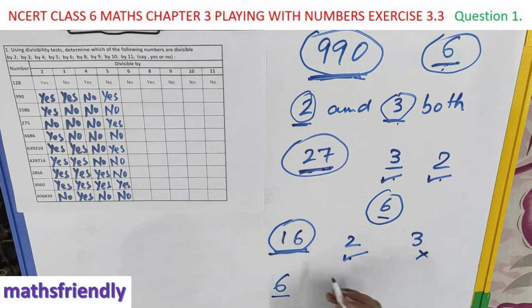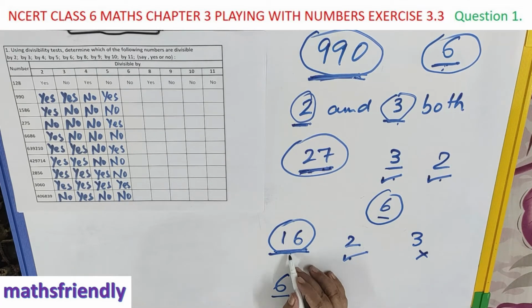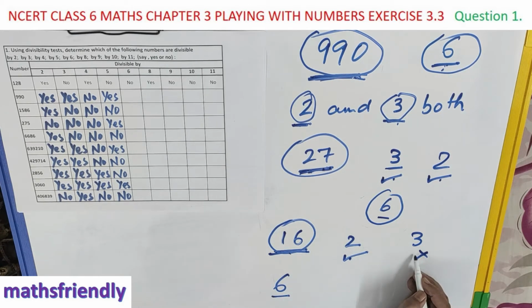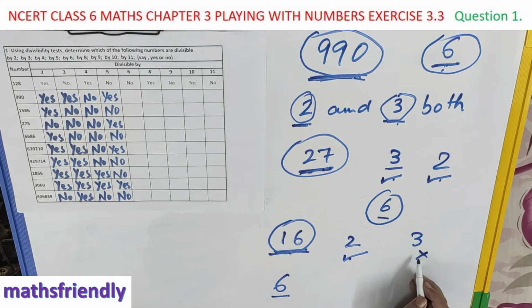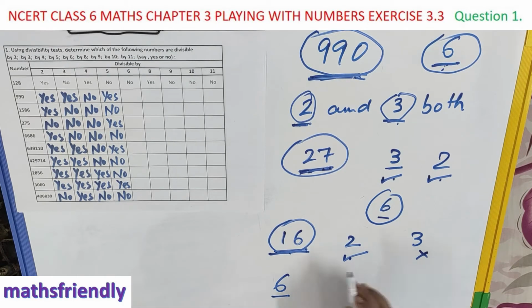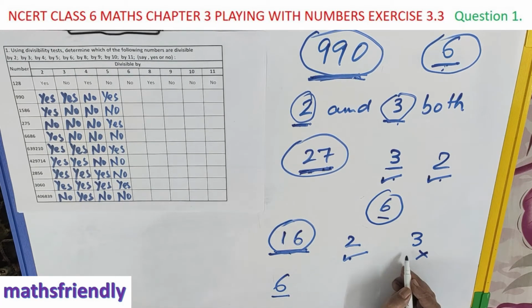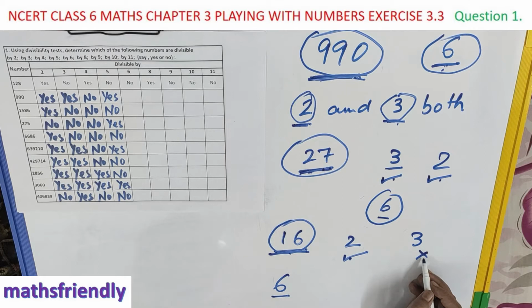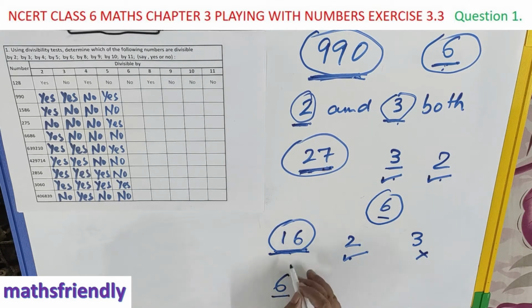Okay, if we divide 16 by 2, we get a remainder 0, which means 16 is divisible by 2. But if we divide 16 by 3, we do not get the remainder 0, we get a remainder other than 0, right? It means 16 is not divisible by 3. So, 16 is only divisible by 2, it is not divisible by 3. So, we can say that yes, 16 is not divisible by 6.